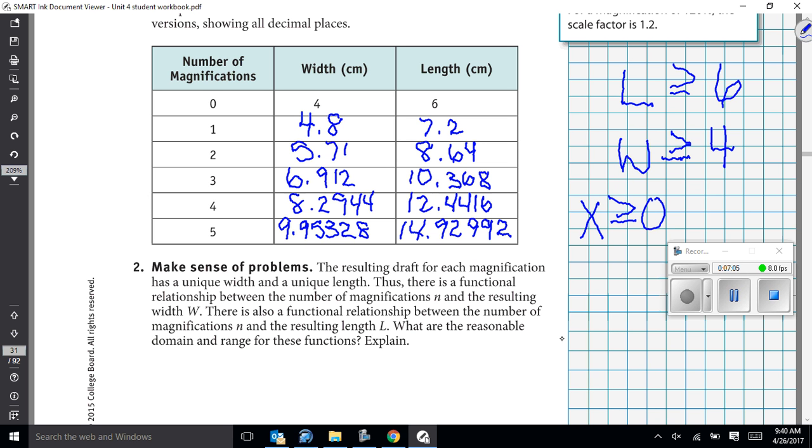Alright, so our domain is the number of magnifications we're doing. And so that's going to occur a minimum of 0 times, because we either magnify it or we don't. And then our length is going to be anything greater than or equal to 6 centimeters, and our width is going to be anything greater than or equal to 4 centimeters.